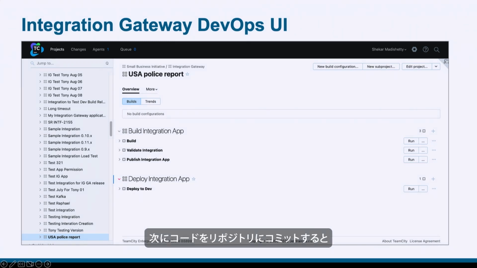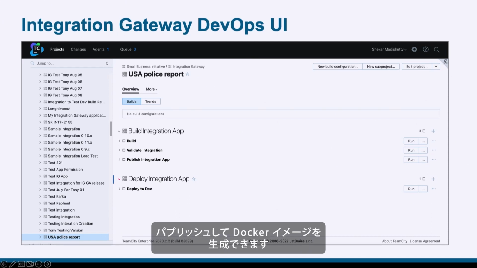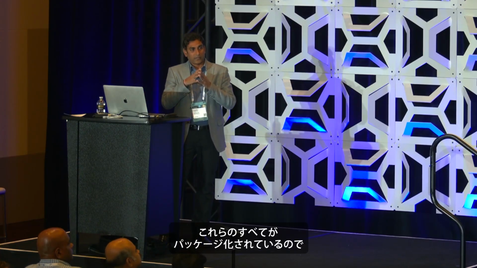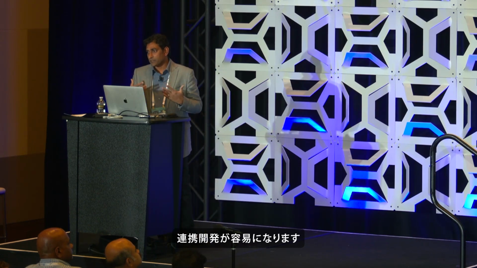So once you have that, let's say you commit the code to the repo, right, and it kicks off the build, and you can do some validation, test cases, and then you can publish to generate a Docker image, and then you can actually deploy it to one of the environments, right. So all of this is pre-packaged for you. That makes the integration development easier.